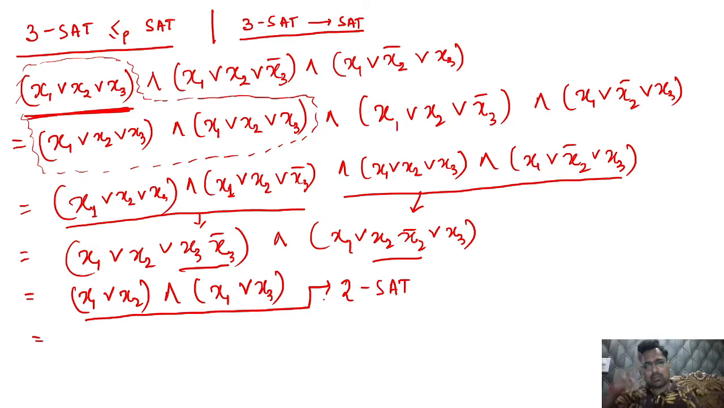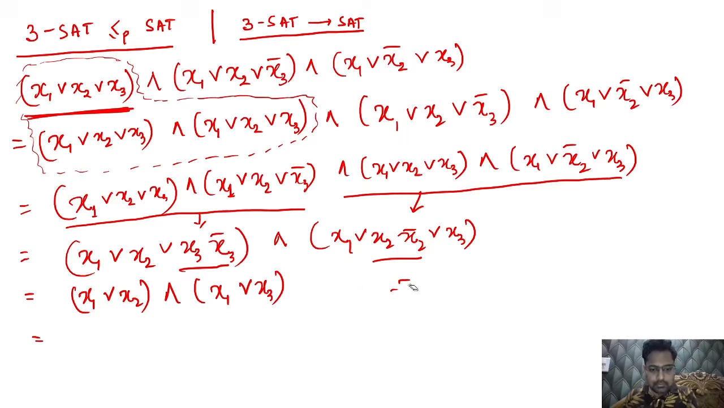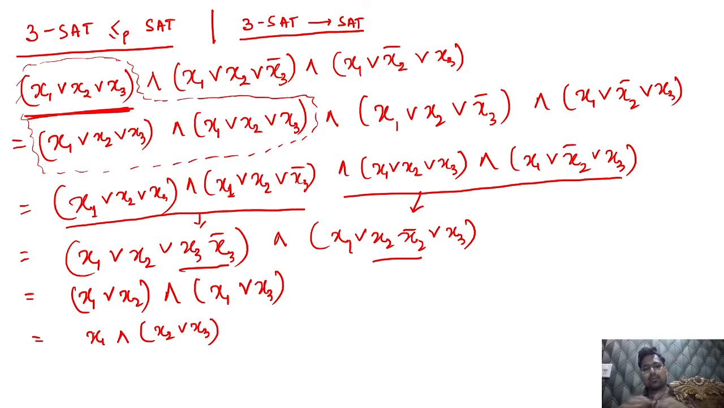We converted 3 SAT to 2 SAT, then 2 SAT to SAT. How? You can check it: x1 and x2 or x3. This is how we convert it. This is our SAT. We have converted to SAT using the 3 SAT. We are reducing towards a SAT. This is how we convert it.